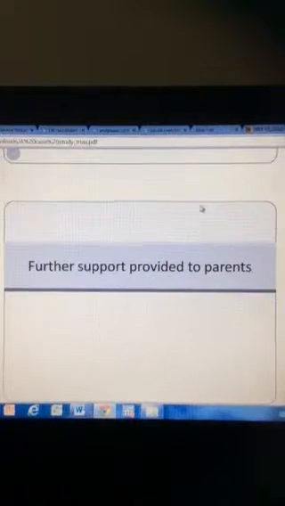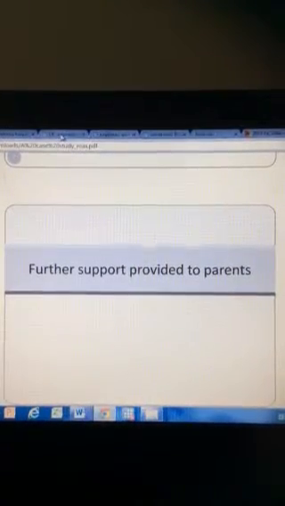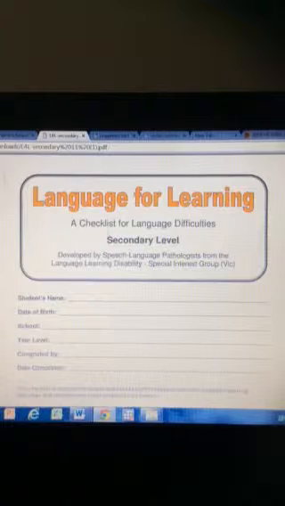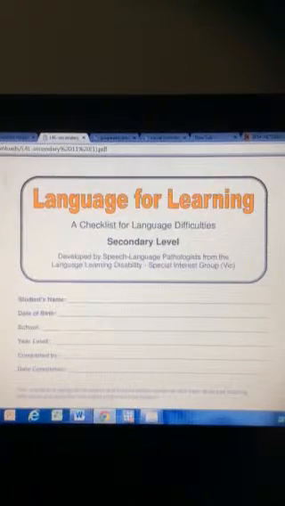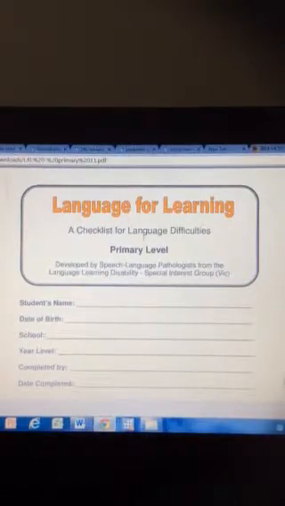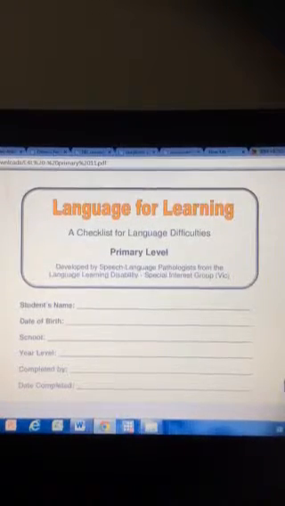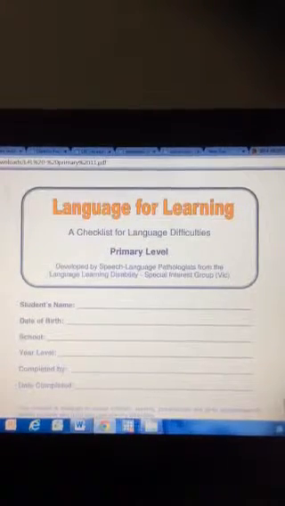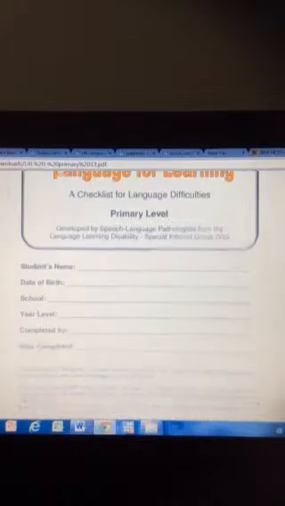The only other thing I'd like you to think about doing is having a look at the language for learning. I've got the secondary level one up here. I'll just bring up the primary one. So the language for learning checklist for language difficulties at primary. Both of these are useful resources. I would suggest that you have a go at thinking about how you might complete this for Max.